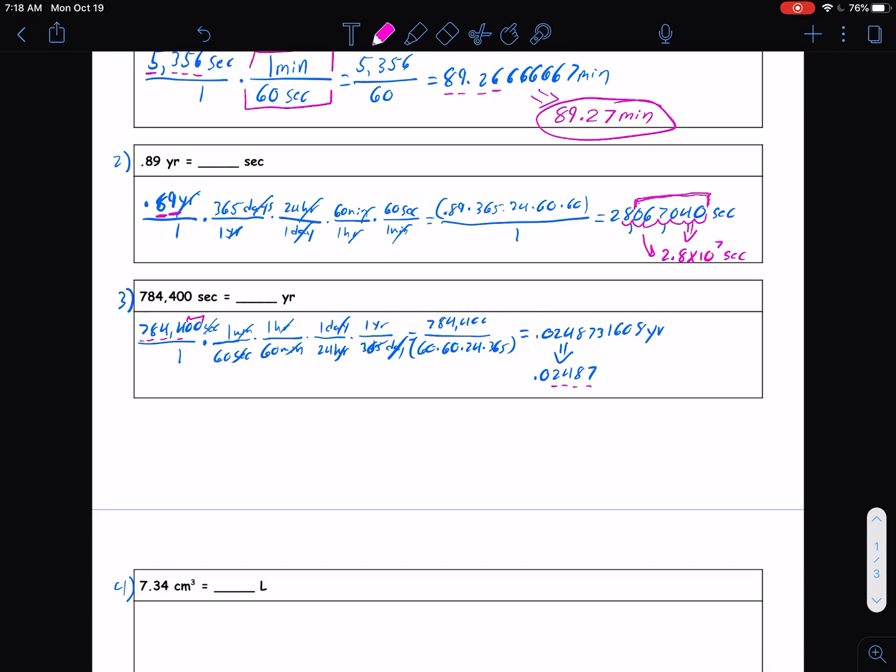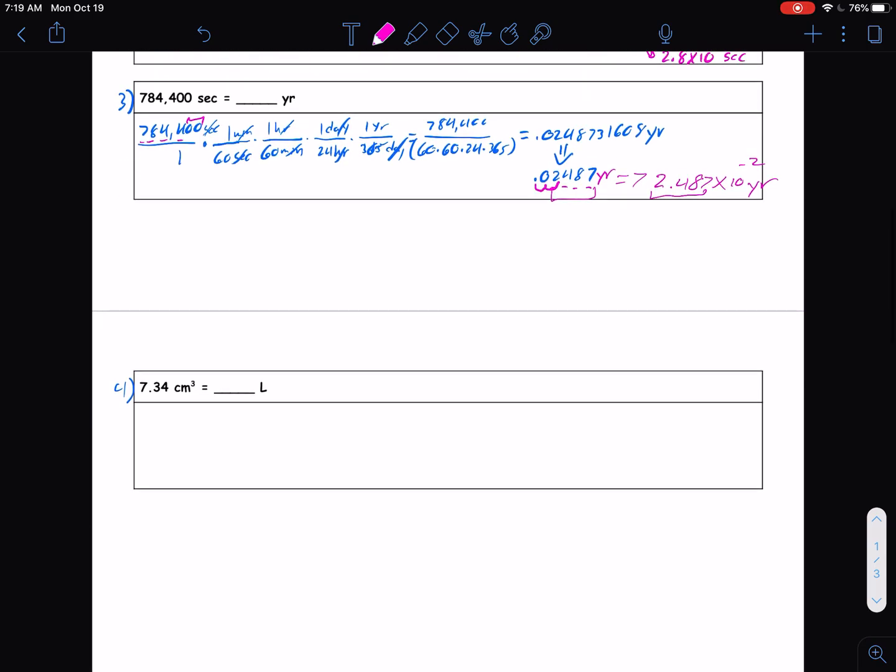Now what I want you to do, we have years. I want you to take this final answer, 0.02487, and write that number in scientific notation. The final answer after writing in scientific notation is going to be 2.487 times 10 to the negative 2 years. And we got to keep all of our sig figs, remember, and we're just moving the decimal place now, 1, 2. So it's going to be to the negative 2 because we're going to the right here.